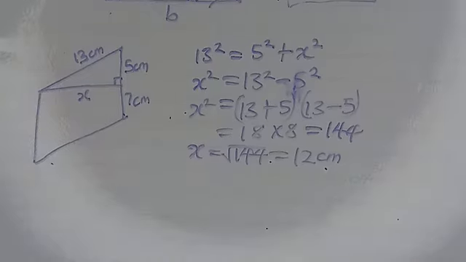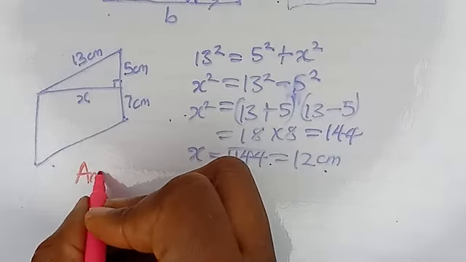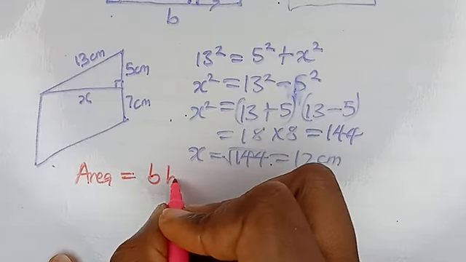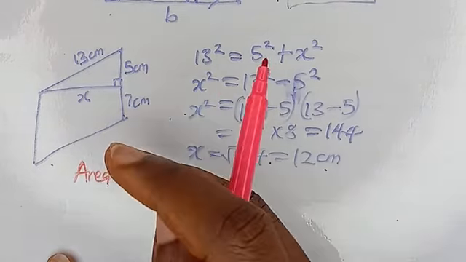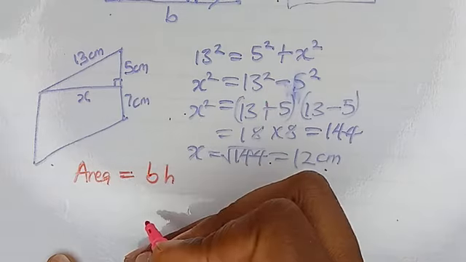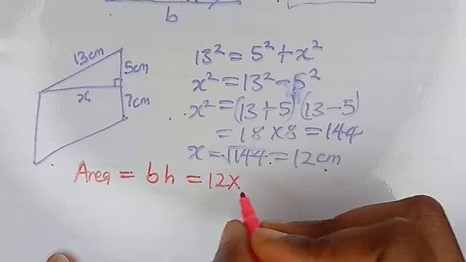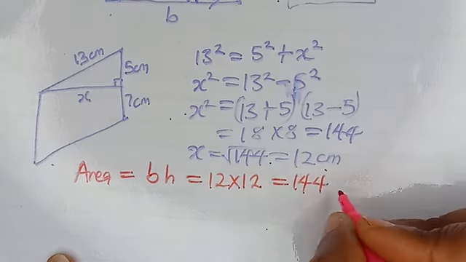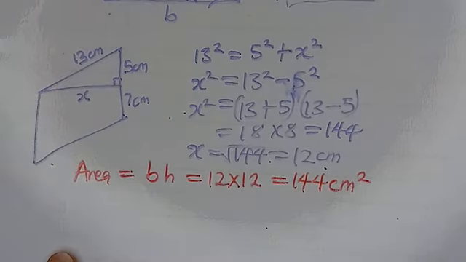Therefore, remember that the area of a parallelogram is equal to base times height. So the base is 7 plus 5, which is 12, times this height we found, 12. 12 times 12 is 144. Its area is 144, in units squared.